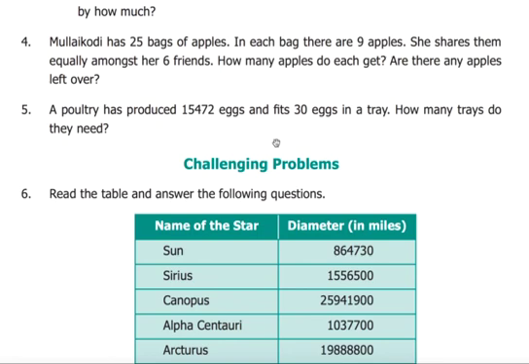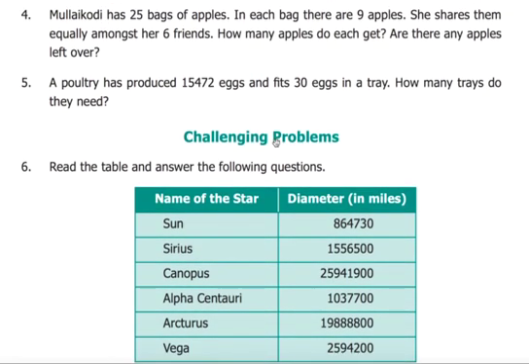Mullai Kodi has 25 bags of apples. In each bag there are 9 apples. She shares them equally amongst 6 friends. How many apples does each get? Are there any apples left over?